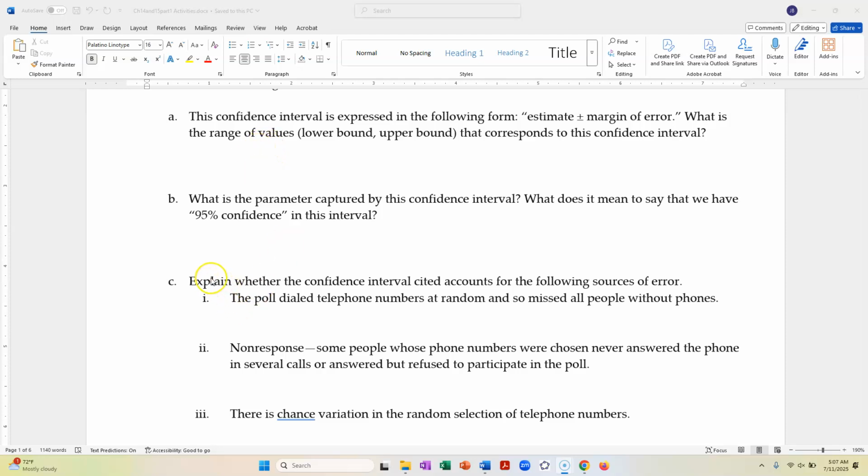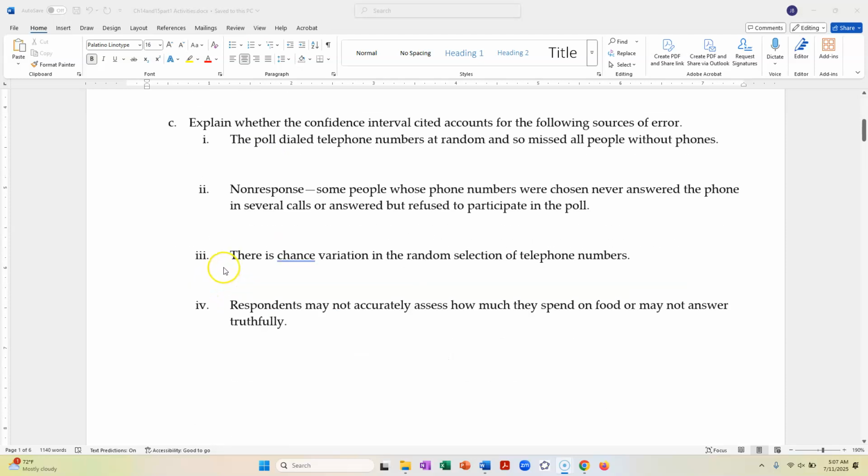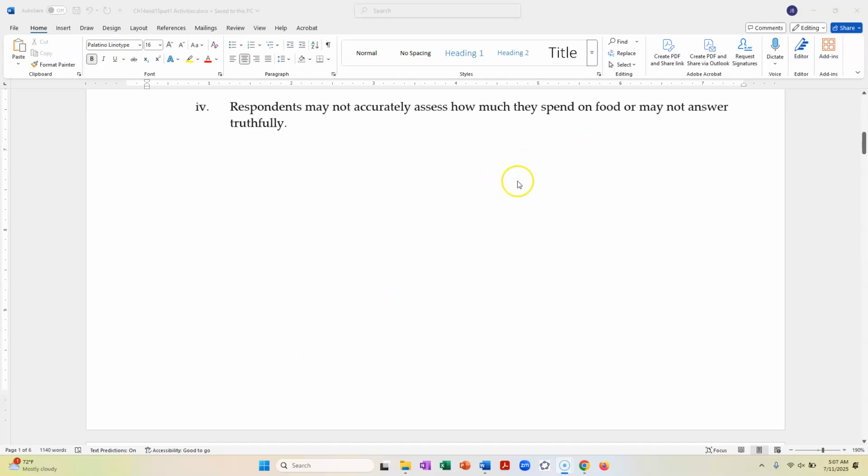And then part C, this is a bit of an extension where you have to think about, okay, there's a reason we're constructing confidence intervals because we're allowing for some natural variation. So which of these are quote unquote natural variation, right? There are other reasons why there might be a margin of error associated to it. We just can't call it necessarily a confidence interval when we have other sources of error.